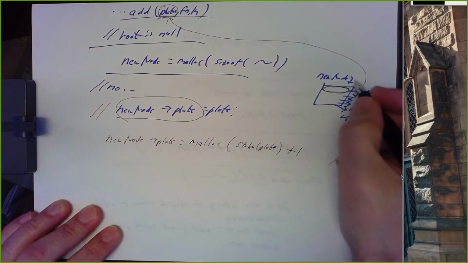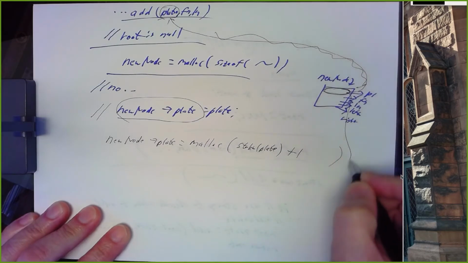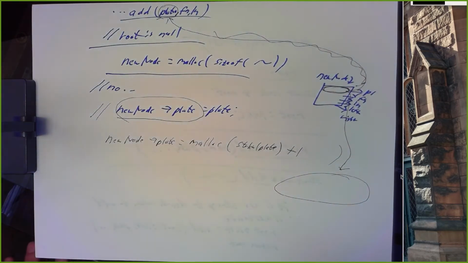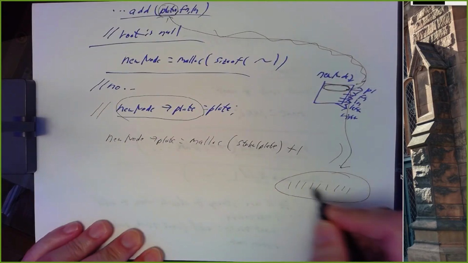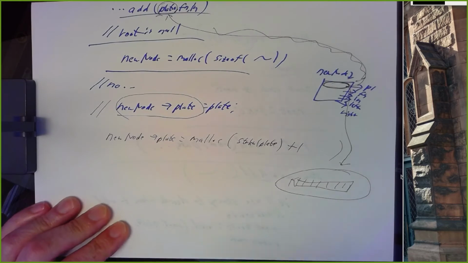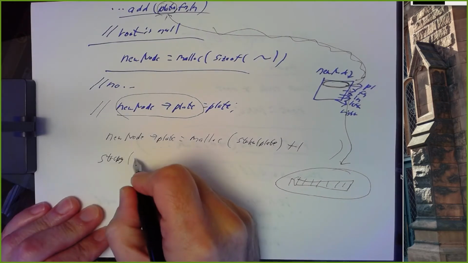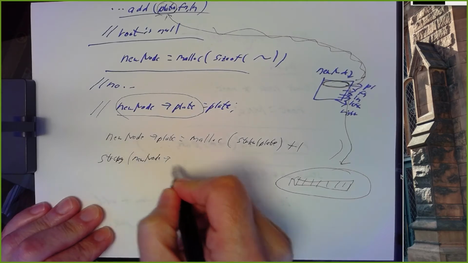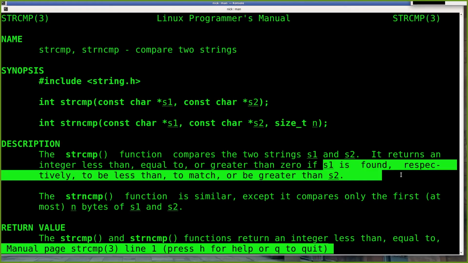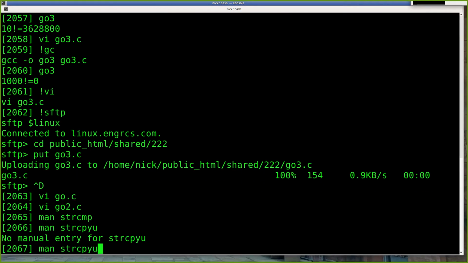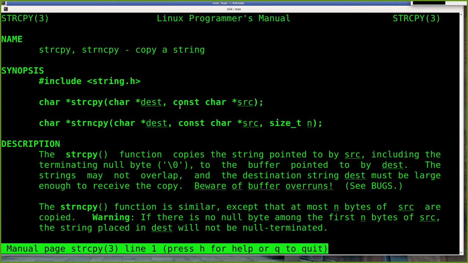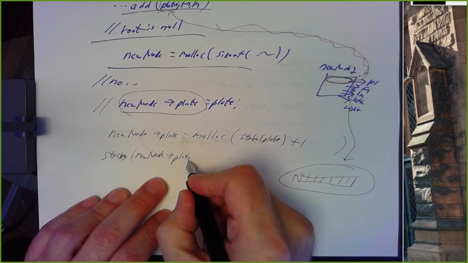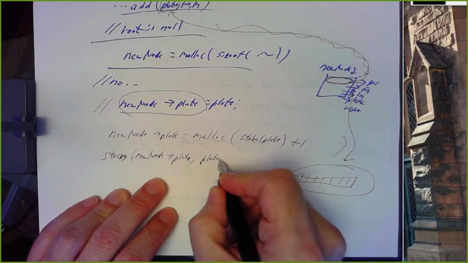So now new node arrow plate is not pointing up here. It's pointing somewhere else in memory where I've set aside enough space to store my license plate plus a null terminator. And now we can do string copy. And again, look at your manual pages. Right, so string copy is one of the weird arguments where the destination comes first. It copies from the second argument to the first argument. There's a constant there. I don't know why. So string copy into new node arrow plate, comma, plate.